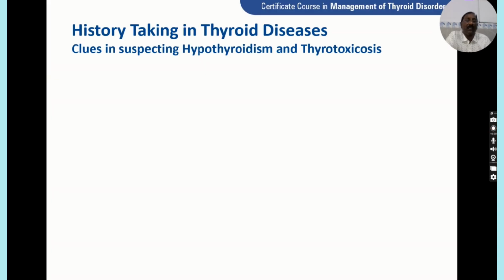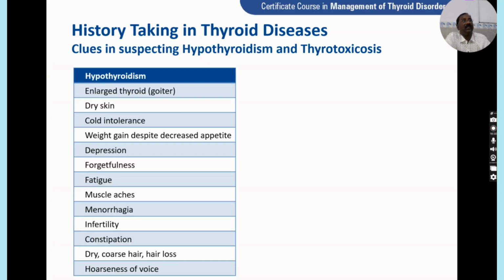So, clues in suspecting either hypo or hyper. There are different historical issues. Goiter, enlarged goiter, could be both hypothyroidism and hyperthyroidism. In hypothyroidism, some people will have a goiter because of iodine deficiency.